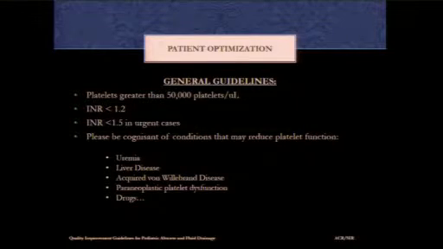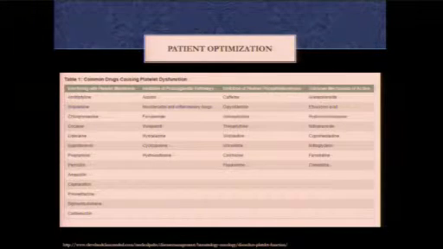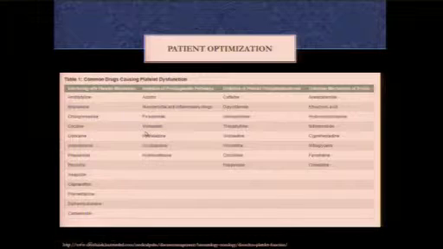And also keep in mind that there's conditions that even if they have this blood work can affect the function of the platelets to clot. So uremia, liver disease, von Willebrand's disease, or paraneoplastic syndromes. Also drugs. So there's a big laundry list of drugs that can affect platelet function, and in fact, probably the majority of your patients will be on some of these medications.